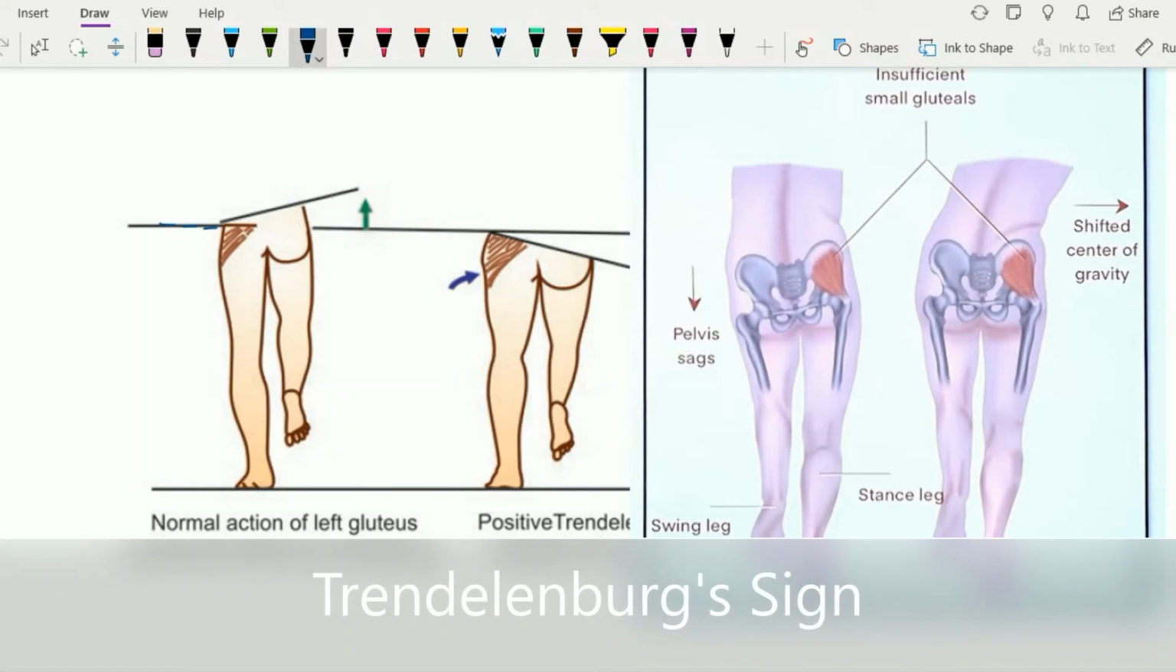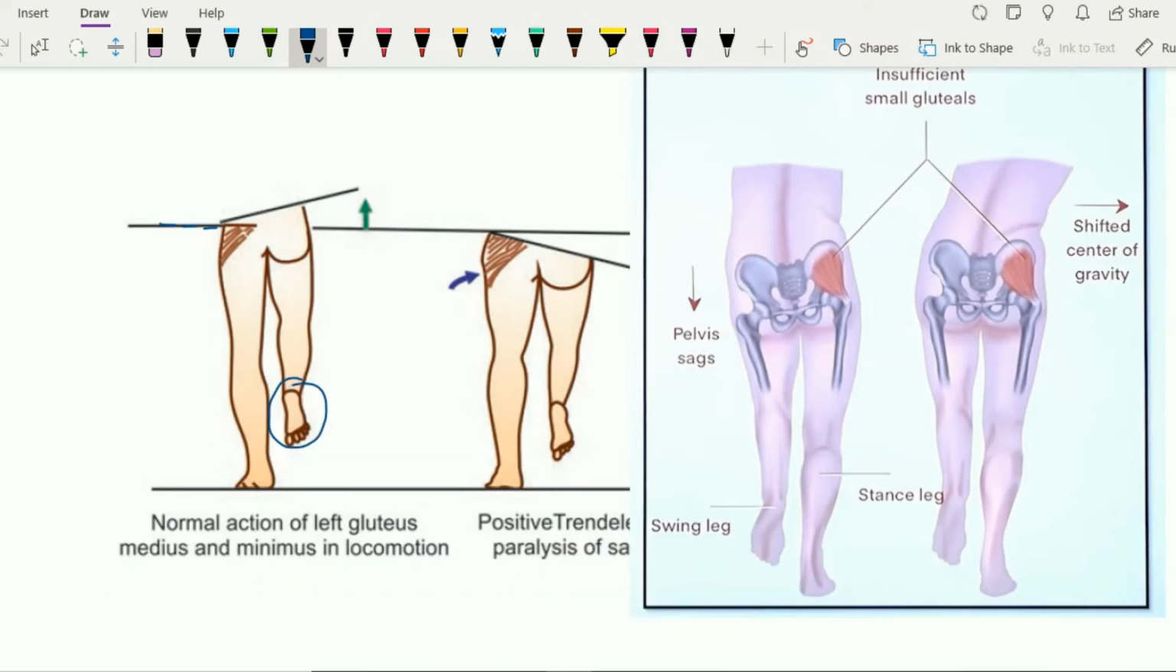So in the case of normal walking, when one foot is off the ground and the other foot is on the ground, the contraction of the gluteus medius and minimus along with the tensor fasciae lata is responsible for keeping the pelvis in the form of abduction, and that's why the lifting of the foot will not lead to the sagging of the pelvis, and the horizontal line of the pelvis is maintained.